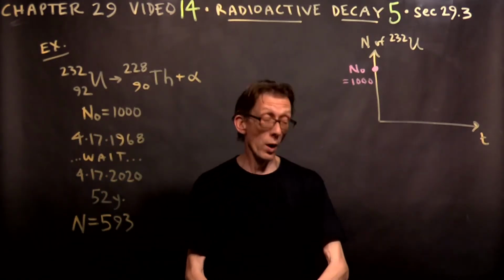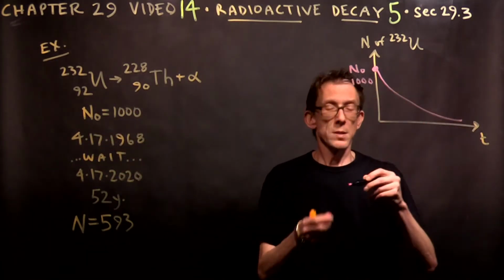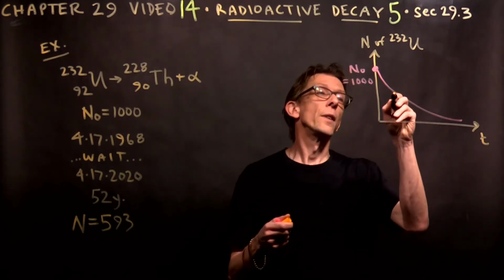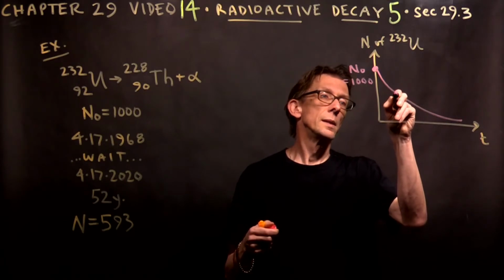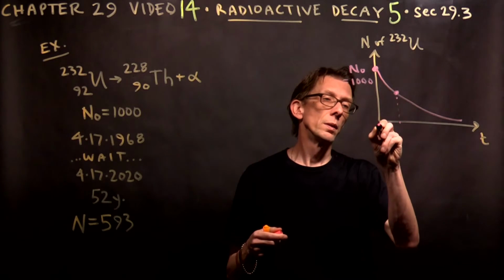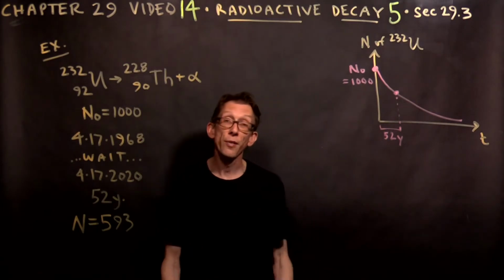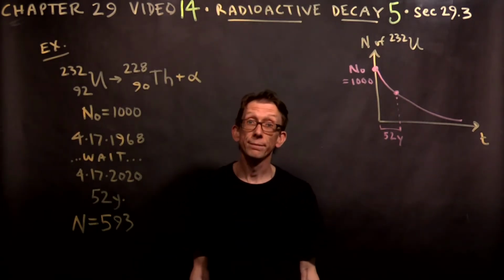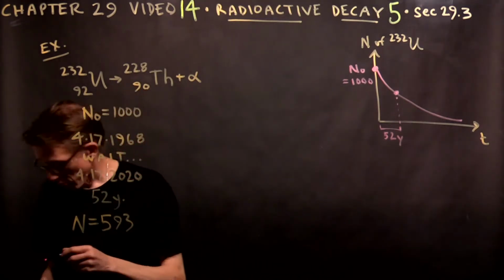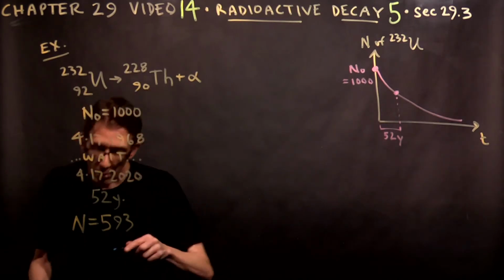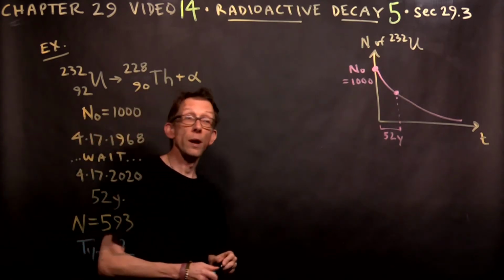So we've gone from 1,000 down to about 593. T equals 0 is 1968, and this time here is 52 years. We've gone from 1,000 to 593 uranium-232 nuclei. The question is, what is the half-life of uranium-232?